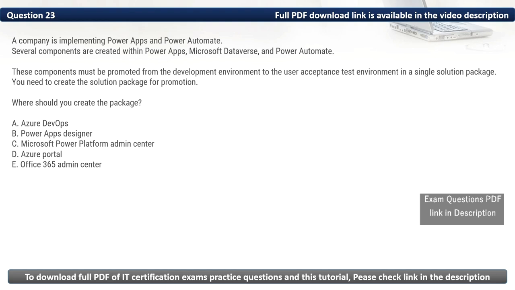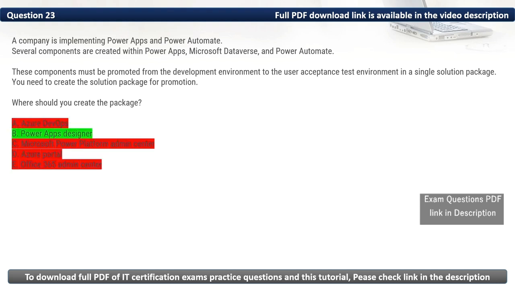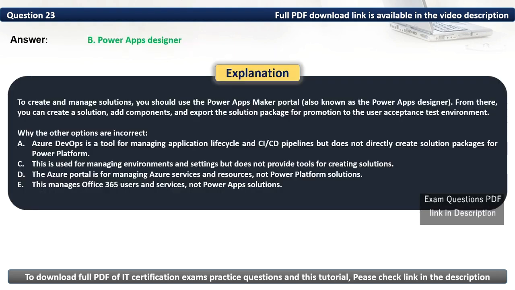Then we have D, Azure Portal. The Azure Portal is for managing Azure services and resources, not Power Platform solutions. And then we have E, Office 365 Admin Center. This manages Office 365 users and services, not Power App solutions. As such, we should create the package in Power Apps Designer. Thus, the correct option is B.